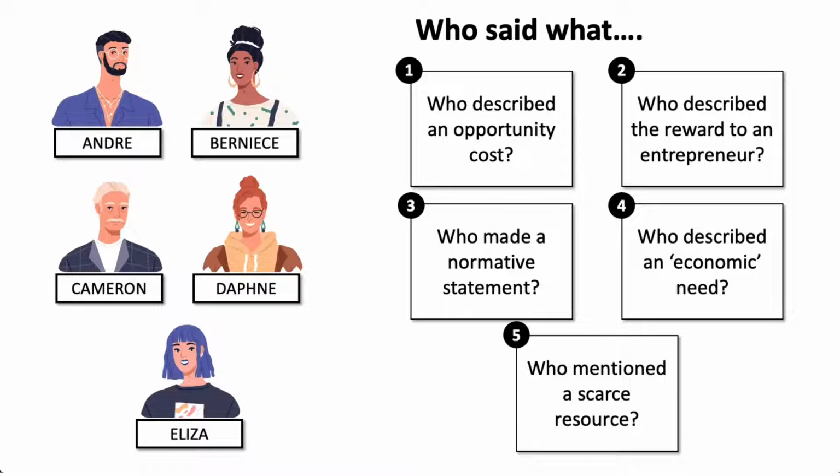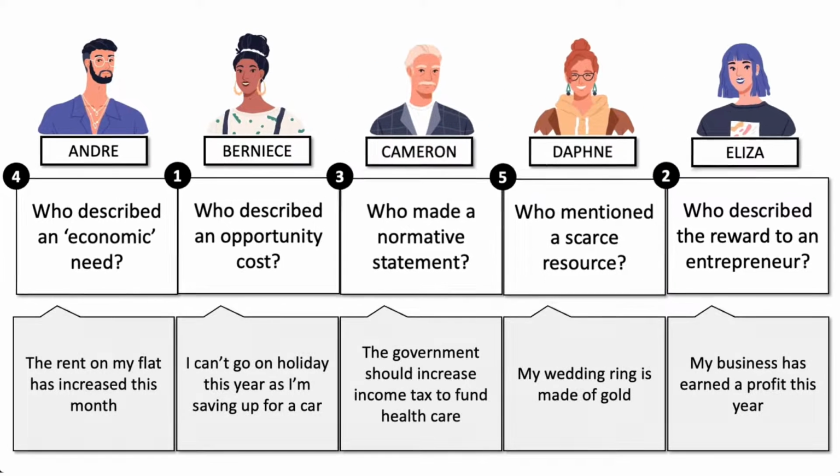Then what did Eliza say, and which one does that match with? So number 2 was the first answer to come in. Number 2, Eliza described the reward to an entrepreneur. Seems that everybody agrees with that. This is unanimous. Tutor to you saying, well done, everyone. This is indeed tricky. Yes, and Eliza is the one that was talking about how her business had earned a profit. So, John, could we have the answers up, please?